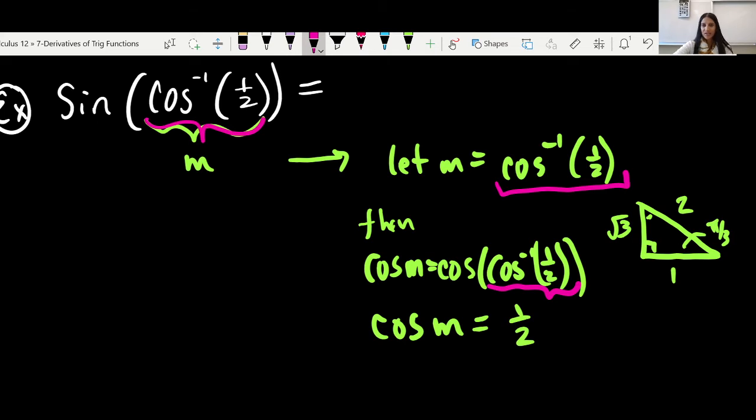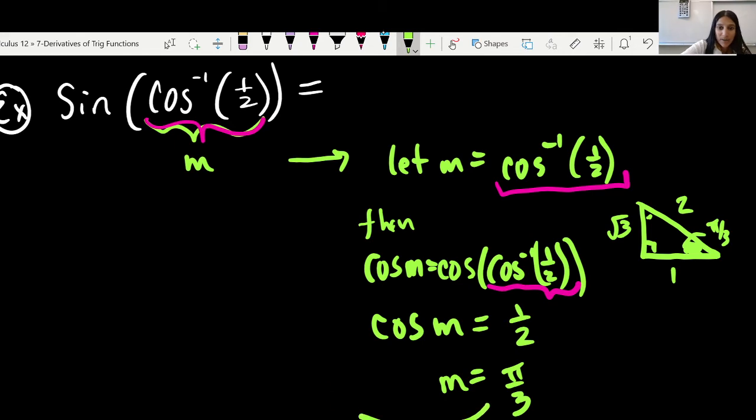And so if it's equal to 1/2, then from our special triangle here, we know that means that our m value must be equal to pi/3 because we know that cosine is adjacent over hypotenuse. So it's adjacent to this little angle here that I have 1 and the hypotenuse is 2. That's how I know that it's pi/3.